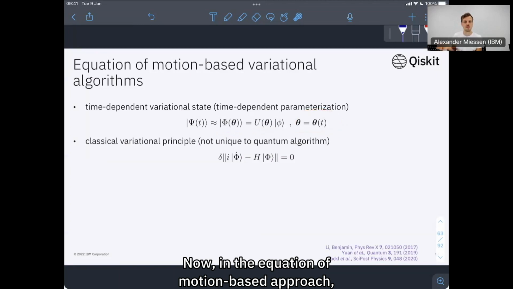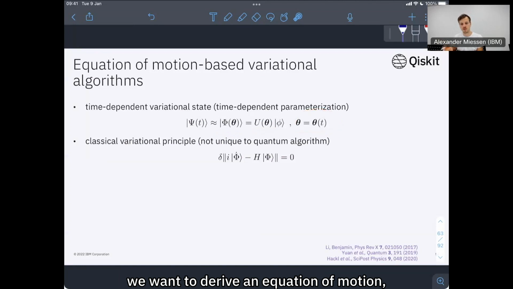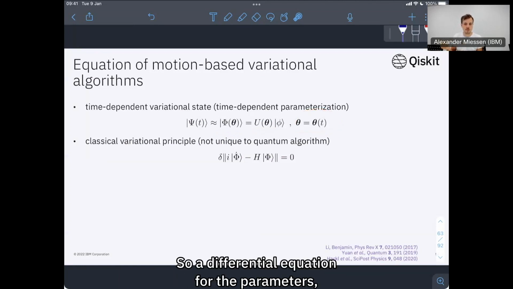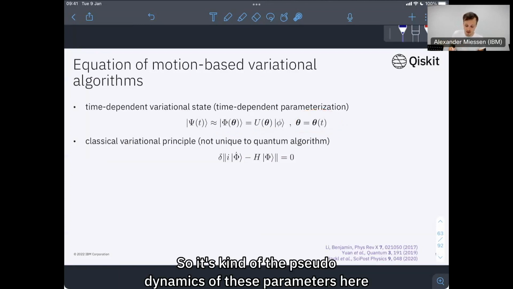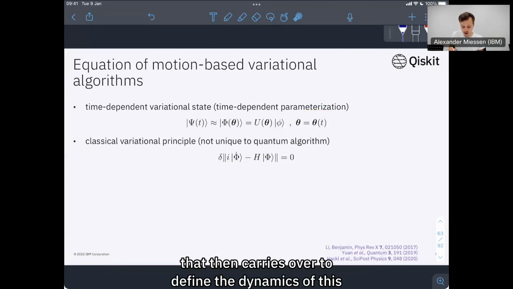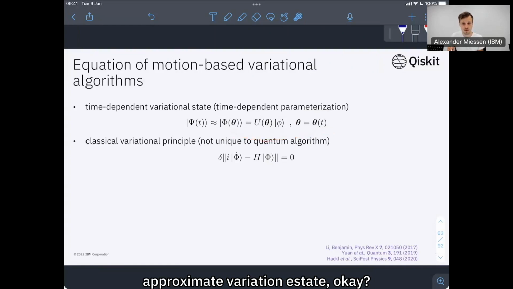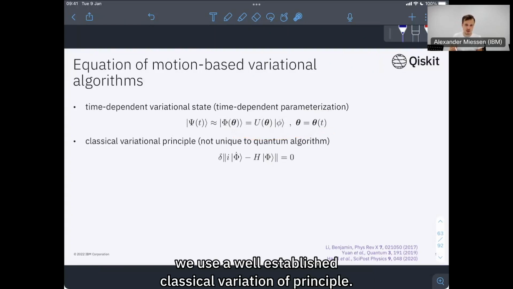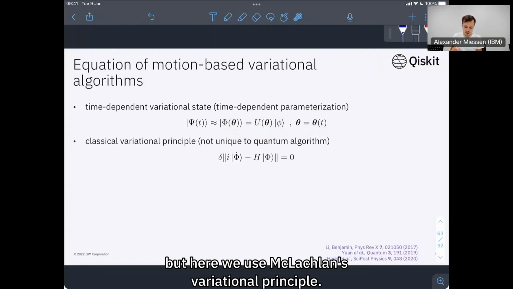Now, in the equation of motion-based approach, we want to derive an equation of motion which we can then integrate, so a differential equation for the parameters which we can integrate to get the evolution of the parameters, okay? So it's kind of the pseudo dynamics of these parameters that then carries over to define the dynamics of this approximate variational state, okay? So for this, we use a well-established classical variational principle. There are three different ones, but here we use McLachlan's principle.